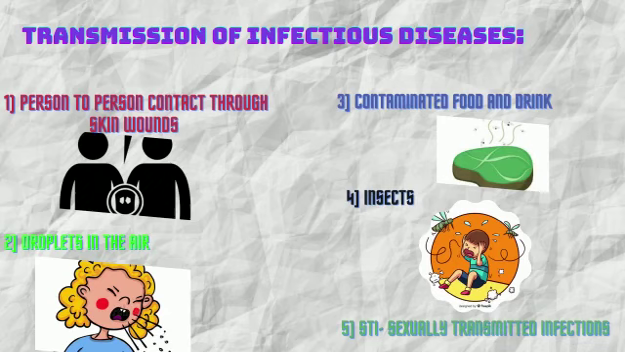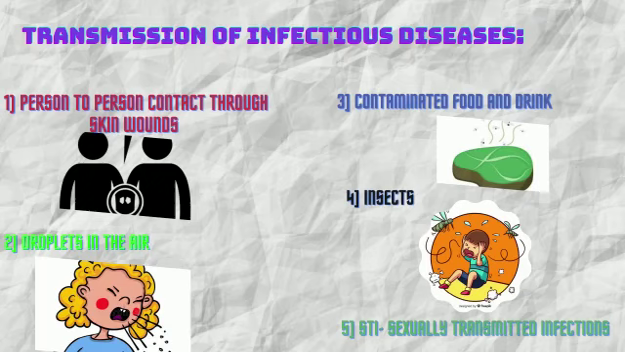First, person-to-person contact through skin wounds. Second, droplets in the air, for example, when an infected person coughs or sneezes. Third, food and drink contaminated by stools or urine. Fourth, insects via their bites or direct infection. Some insects help in the transmission of diseases by carrying the infectious agent. For example, malaria, dengue fever, and yellow fever are the diseases spread by mosquitoes.